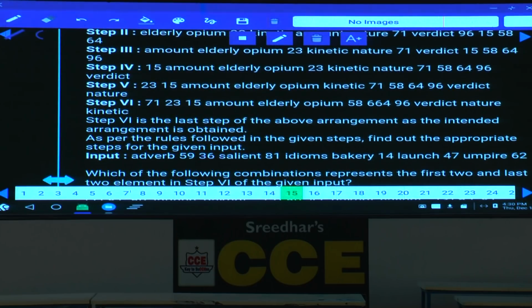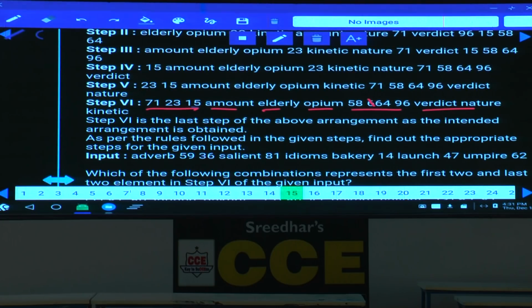Now let us check out the final logic here. To identify the logic, we should always compare the final output with the input. The final output is step 6. Now in step 6, check out the numbers here: 71, 23 and 15. What are these numbers? All these 3 numbers are odd numbers in descending order, followed by A, E and O, vowels in ascending order. The words which start with vowels are arranged in ascending order. First the odd numbers are arranged in descending order, followed by the words which start with vowels in ascending order, followed by the even numbers in ascending order, followed by the words which start with consonants in descending order.